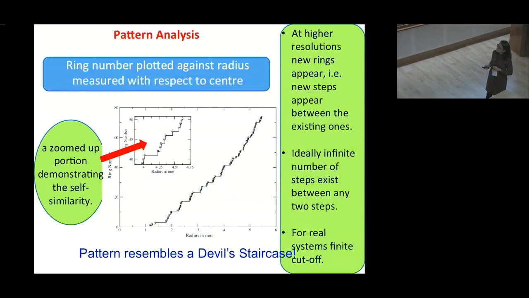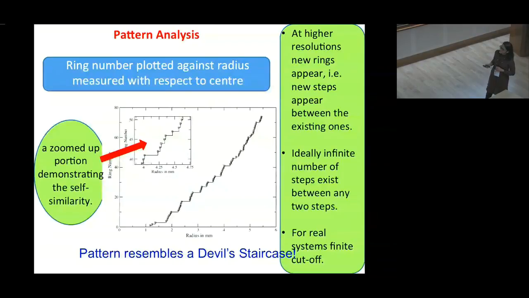Here what we plot is the ring number versus the radius of the rings as measured from the center of the droplet. So you can see that there are a number of rings clustered together, and then there is a gap in the ring spacing. Again quite a few rings, and again a spacing, and this continues. So it looks like a staircase.